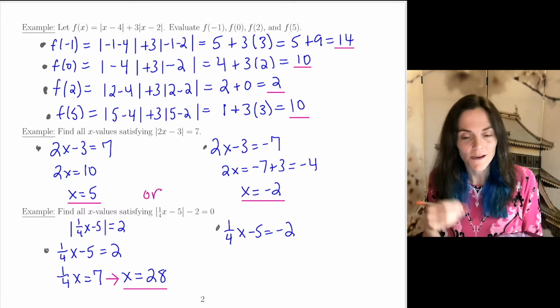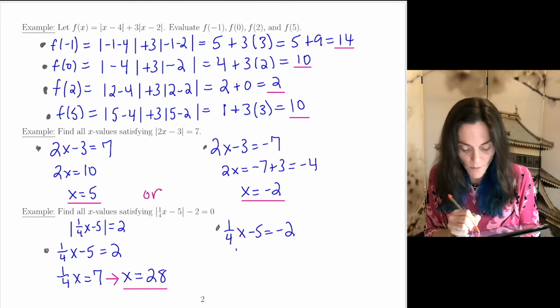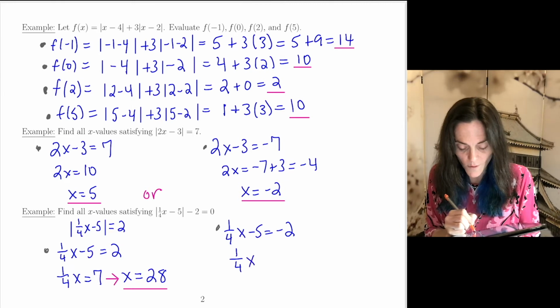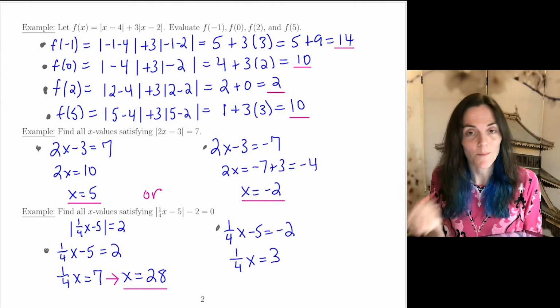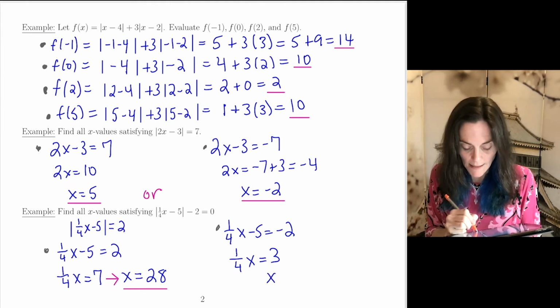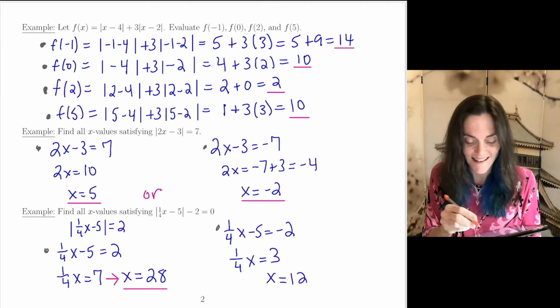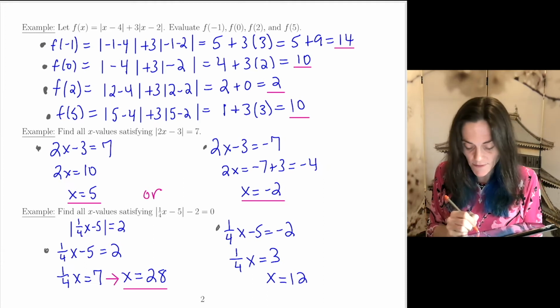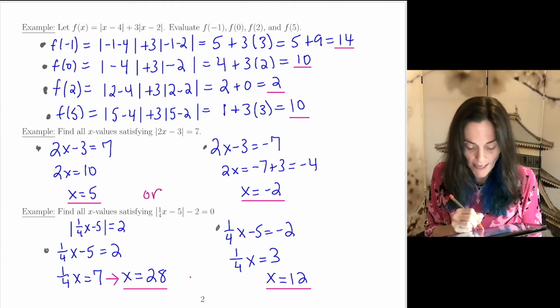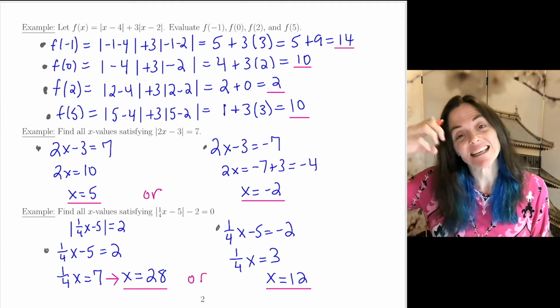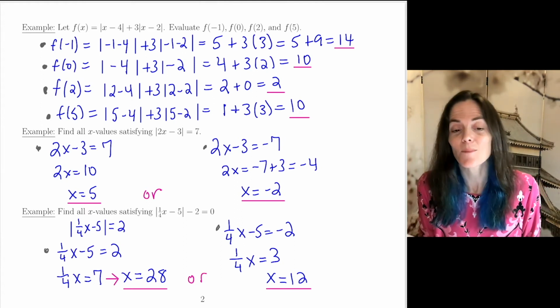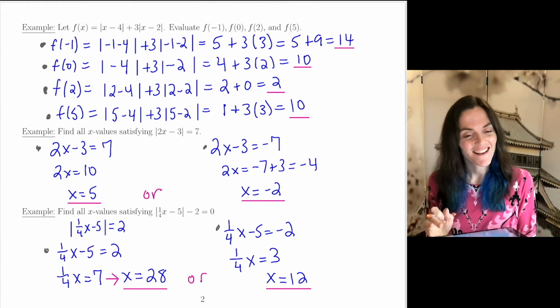And my other, well, it's similar. We add 5 to both sides. I get 1/4 x is -2 plus 5, which is 3. Now multiply by 4. I get x equals 12. So once again, we had two different solutions. We had to treat the case when what was inside the absolute value was either positive or negative.